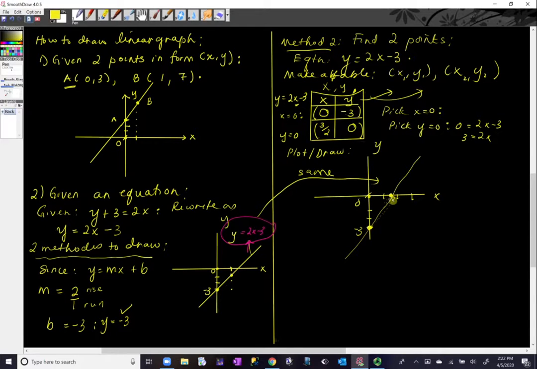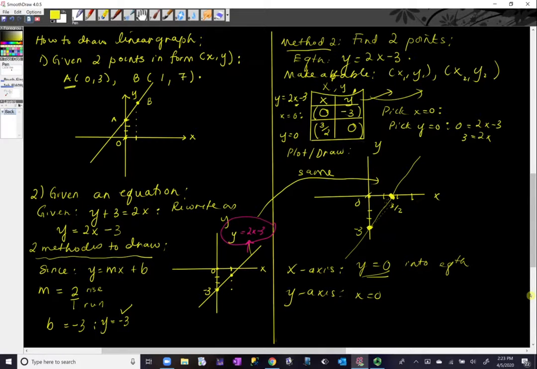The only difference here is that it crosses the x-axis at 3 over 2 and the y-axis at negative 3. So remember we did last week that on the x-axis, y is always 0, so you can just plug y equals 0 into the equation. Where else, on the y-axis, x is always 0. So that's how you draw any graph, no matter what kind of linear equation is given to you. So we already learned how to find slope, how to find 2 points, and how to draw the graph easily.